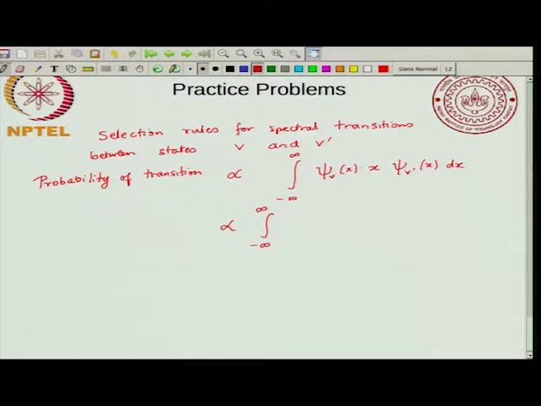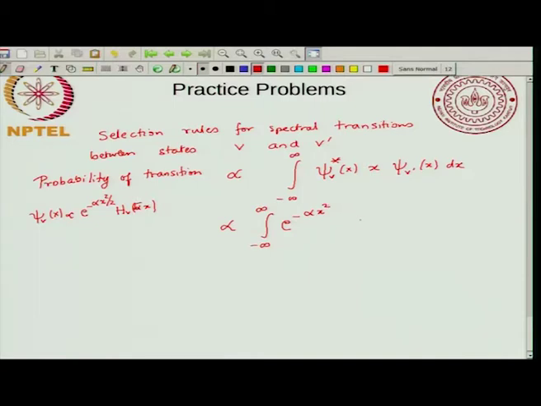So, psi v, I should put a complex conjugate here. What you get is, because we had the expression psi v of x proportional to e to the minus alpha x square by 2 times some Hermite polynomial H v of square root of alpha x. Now when you substitute that, you get one e to the minus alpha x square by 2 from the psi v star, and one from psi v prime. So, you get e to the minus alpha x square.